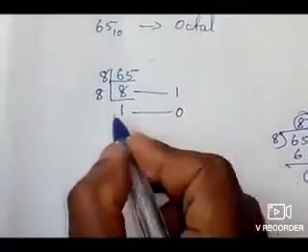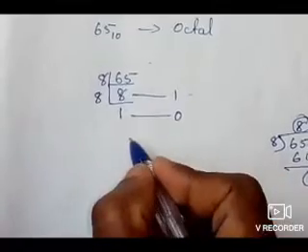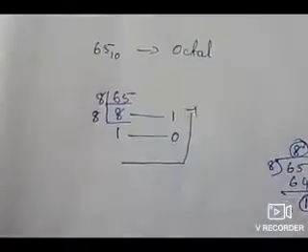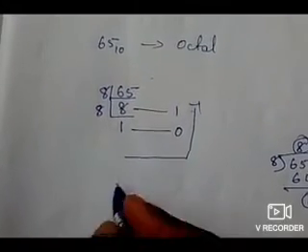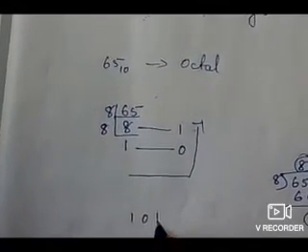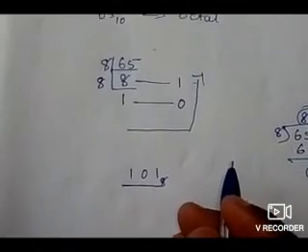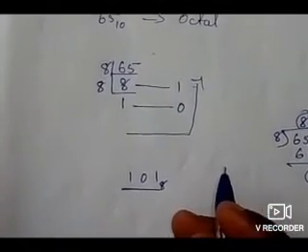Now you are getting these numbers. So how can we write? You can write from bottom to top. Then what is the answer? 1 0 1, with base 8. This is the octal equivalent of 65.